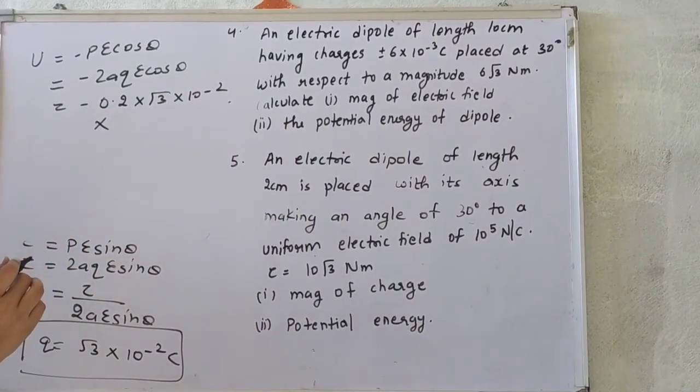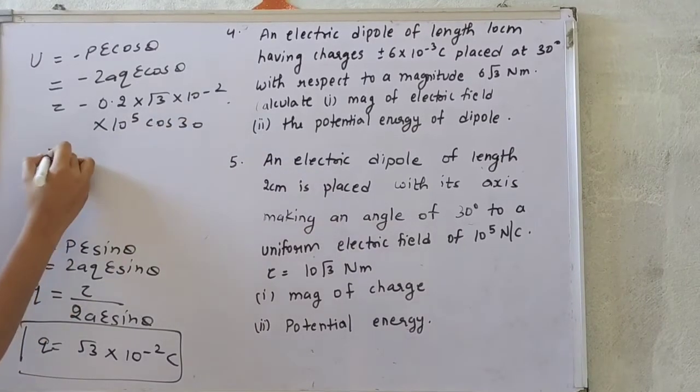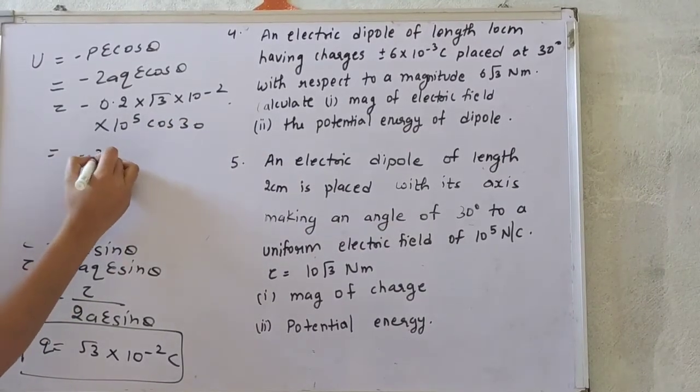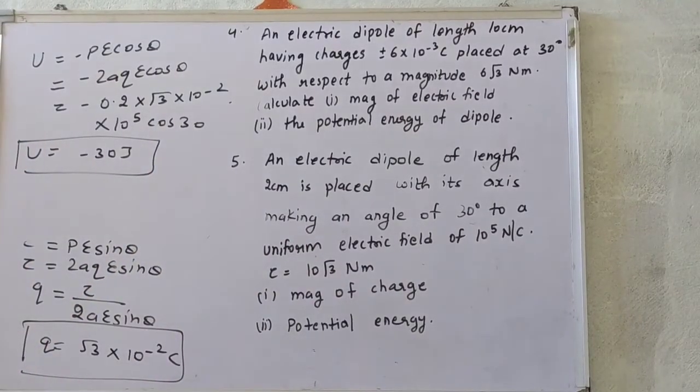E is equal to 10 raised to power 5 and cos 30. When you solve it, you will get the answer minus 30 joule. This is your second part answer.